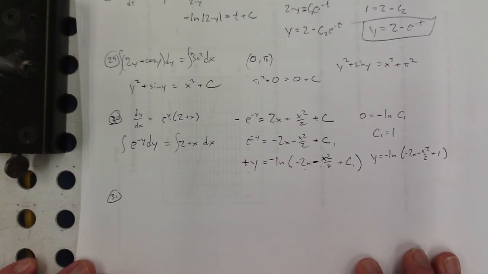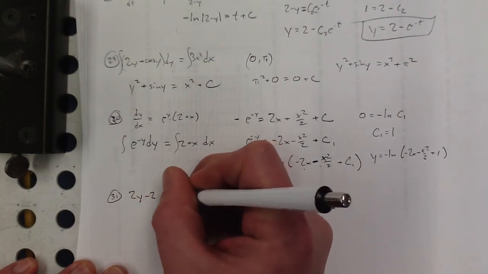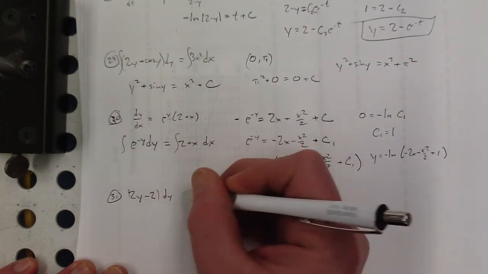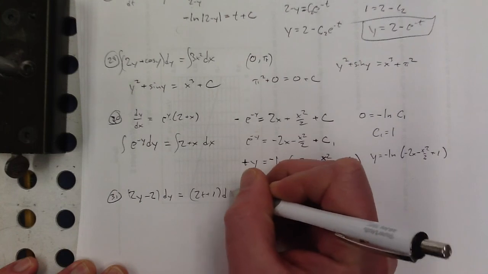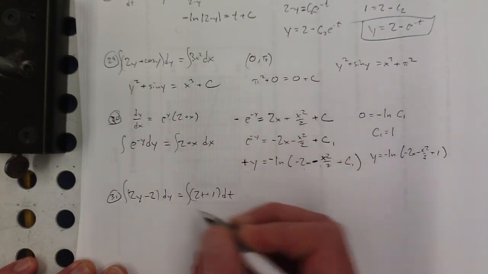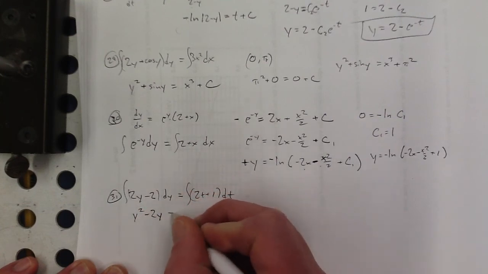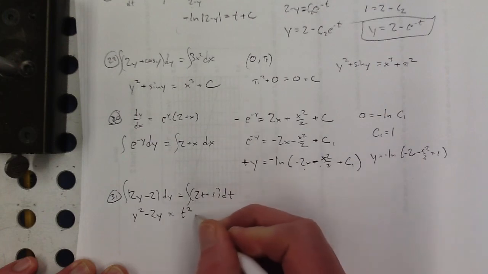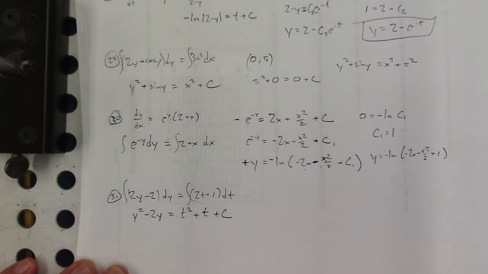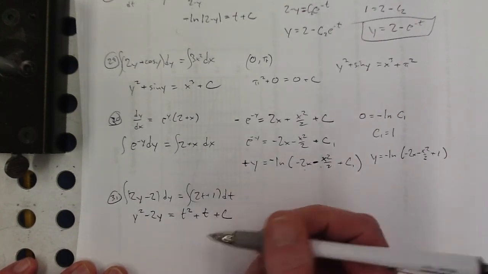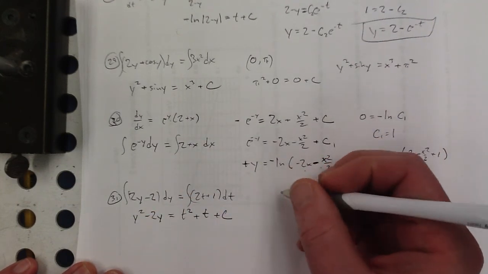31. So let's see. Ready to separate here? I think so. So 2y minus 2 dy equals 2t plus 1 dt. Antiderivatives. It's going to be y squared minus 2y equals t squared plus t plus c. And can't solve that for y, so not going to try.